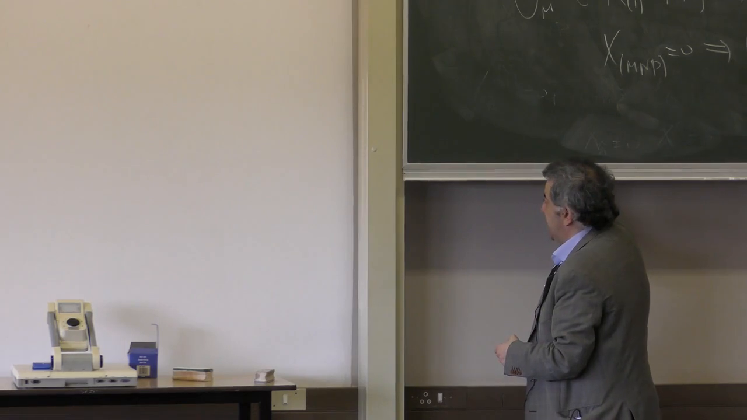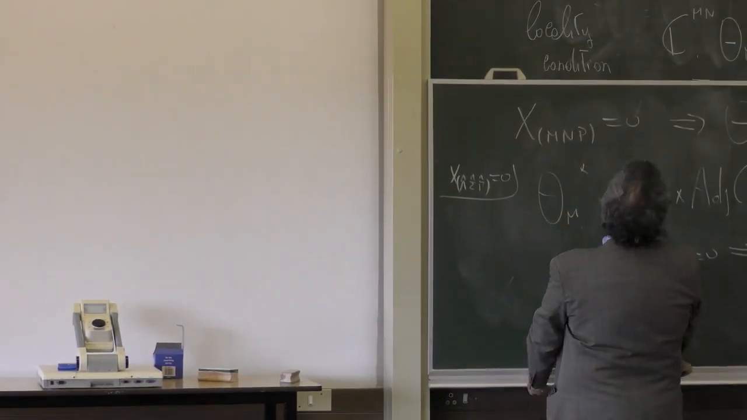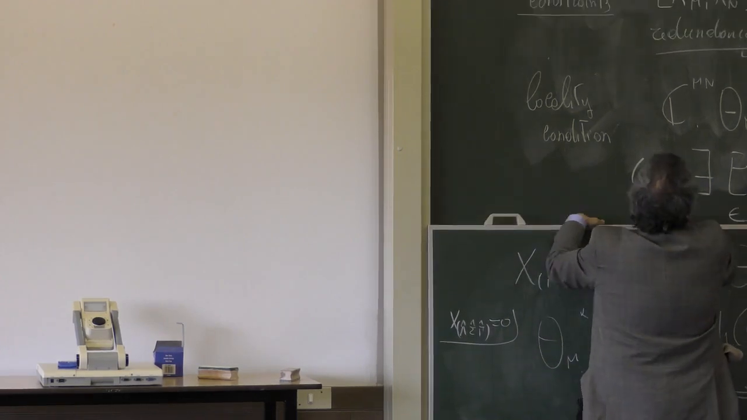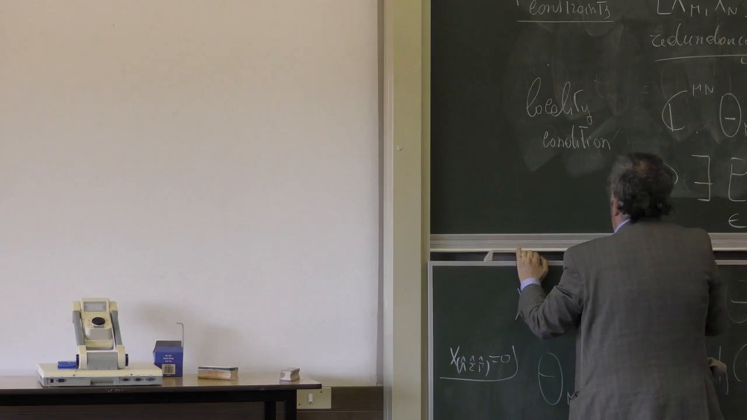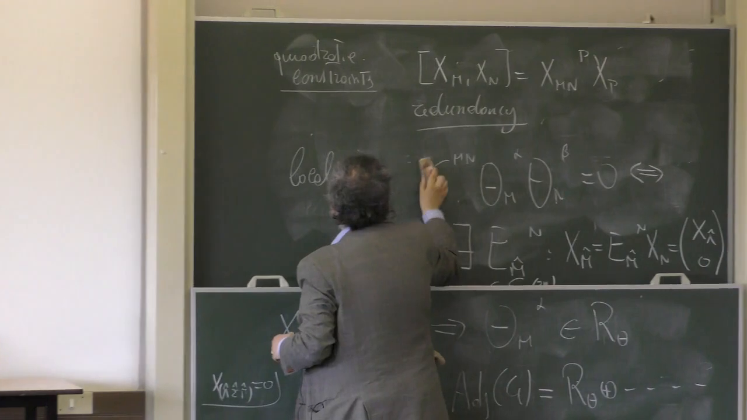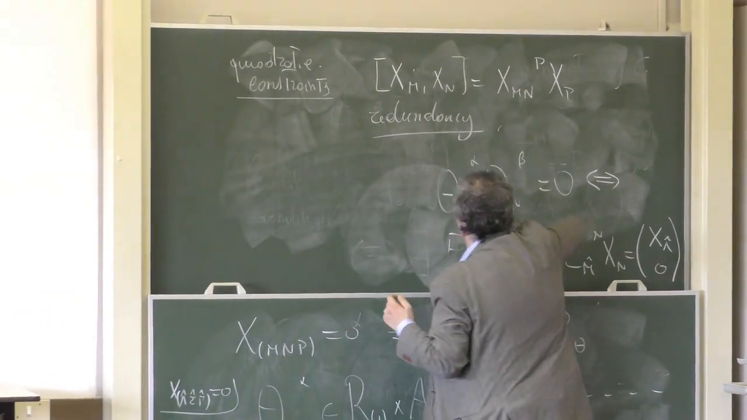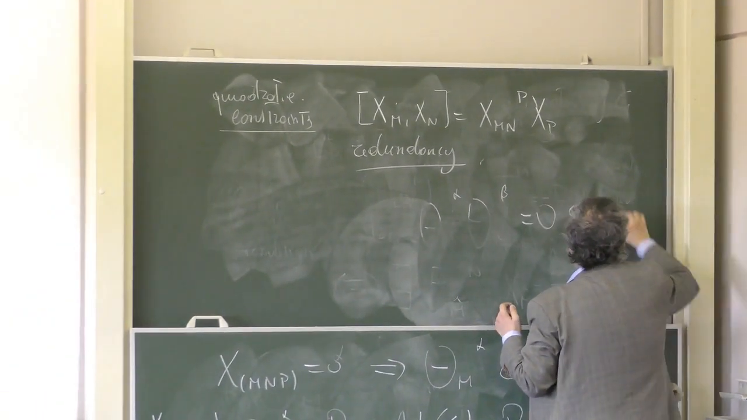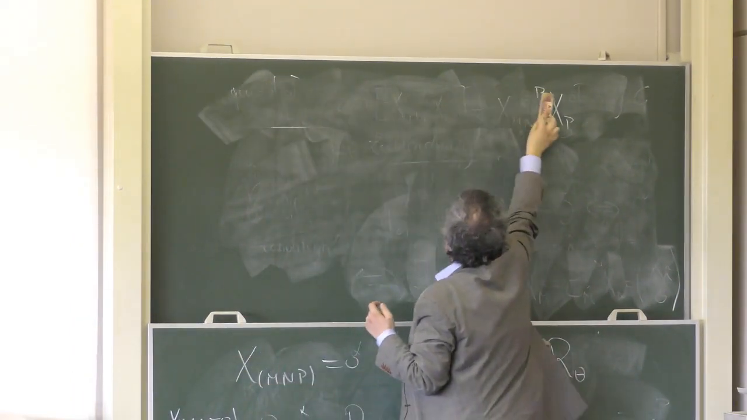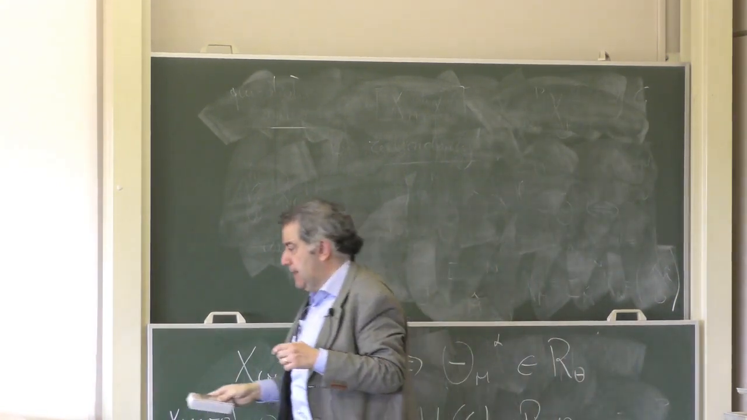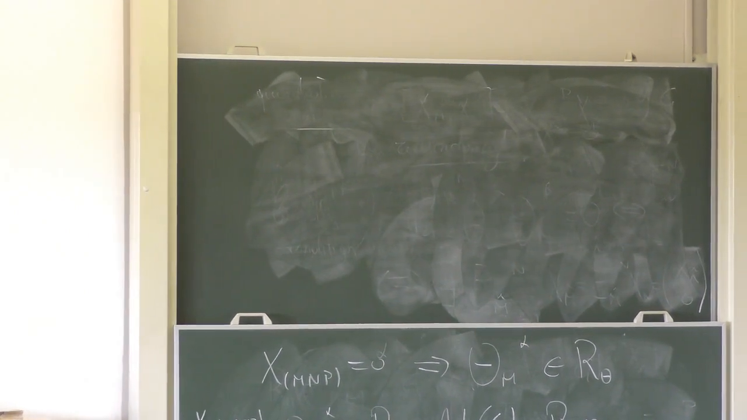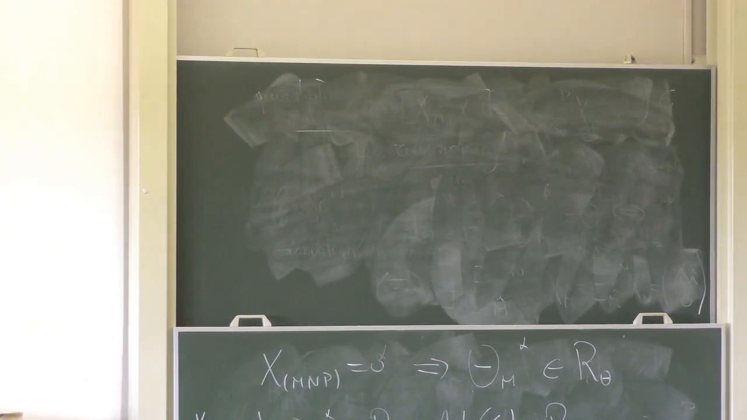So let's briefly mention how this embedding tensor enters the supersymmetry variation of the fermions. Okay. It enters through another tensor, which is called the T tensor.